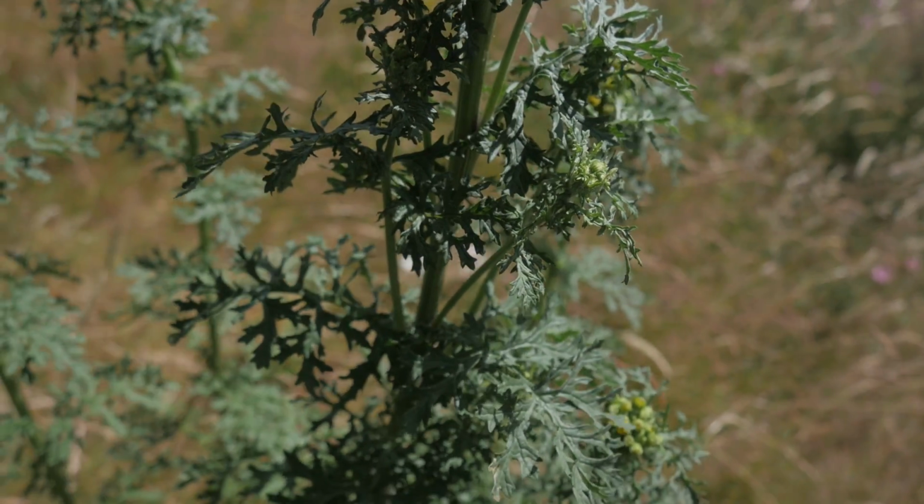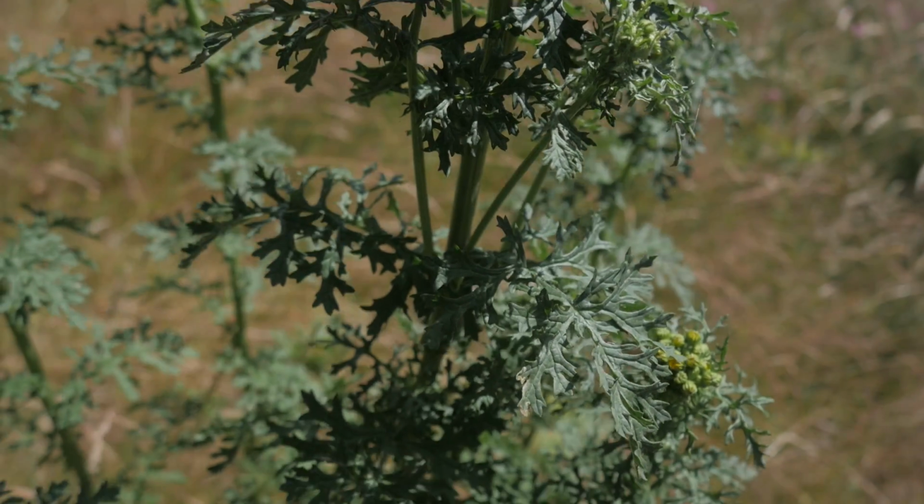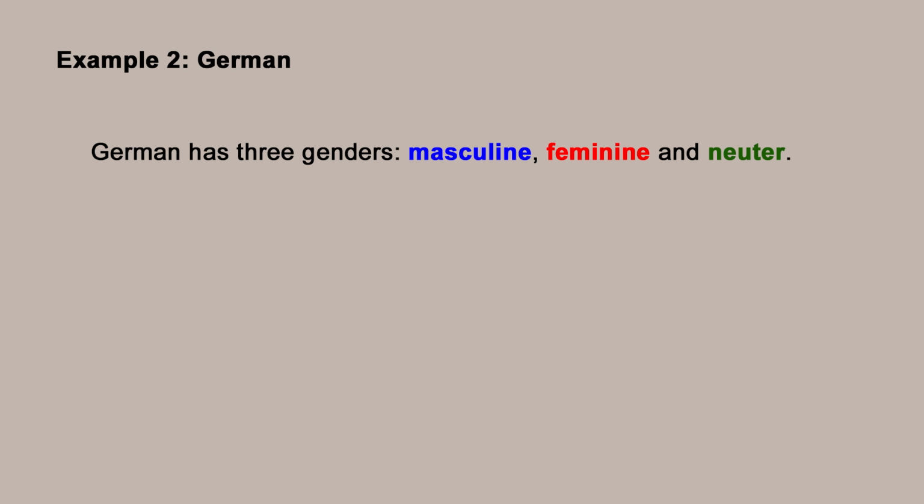That kind of system actually existed in Old English, but for the sake of using a modern language, let's look at German. German has three genders, which are masculine, feminine, and neuter. And those genders work in basically the same way as the Spanish ones. The system is just a bit more complicated.